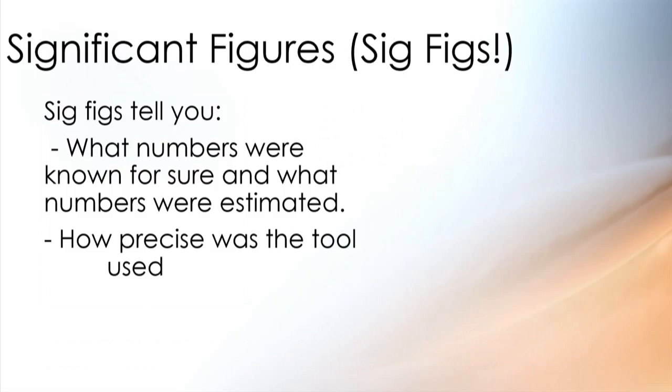Significant figures, also called sig figs. They'll tell you two things. One, what the measurement for sure was, and two, the precision of the tool used to get that number. This is easier to understand with an example.